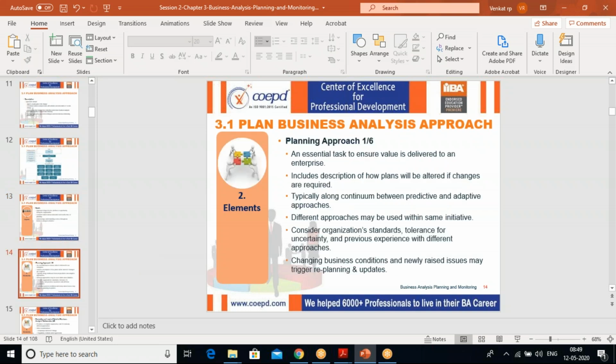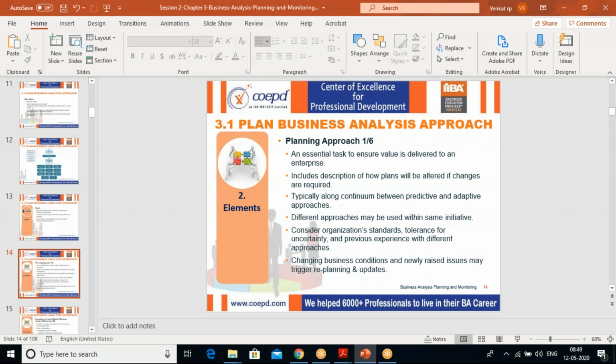Okay, and then let us try to understand the elements. Elements means the process in which we actually do it. Now this can be independent, or it can be sequential. You can do it, or you can do it parallelly as well. So any sort we can do. First is planning the approach.